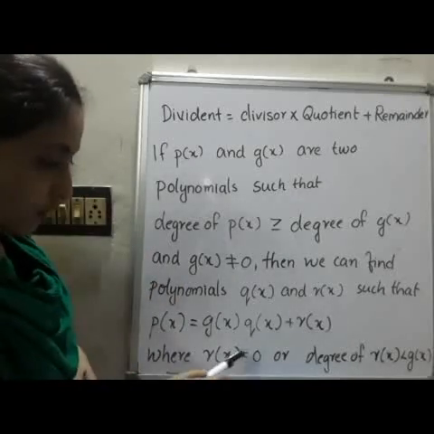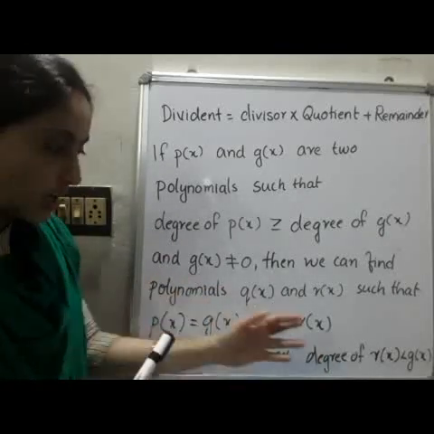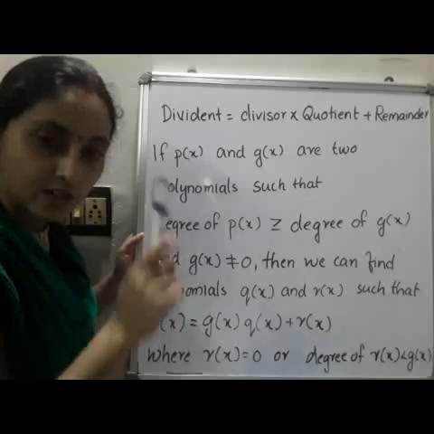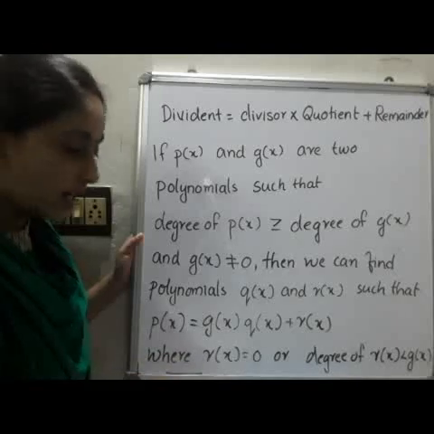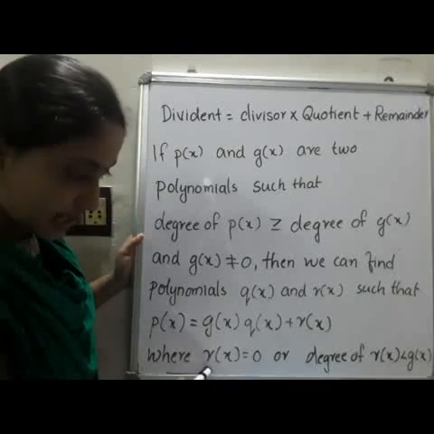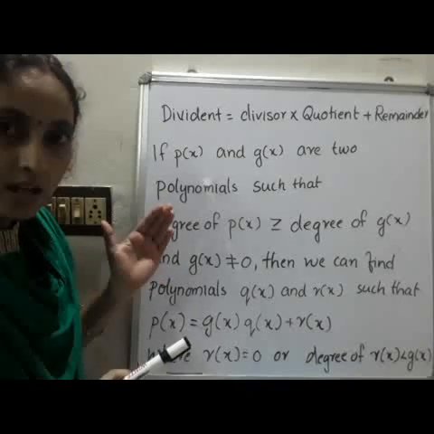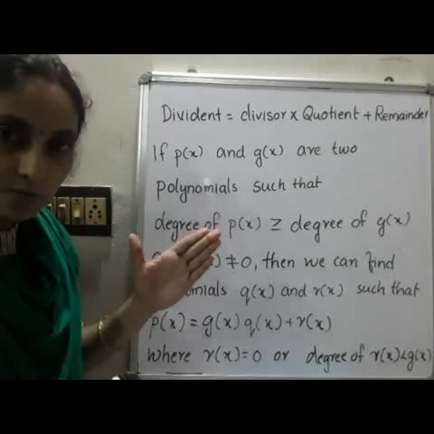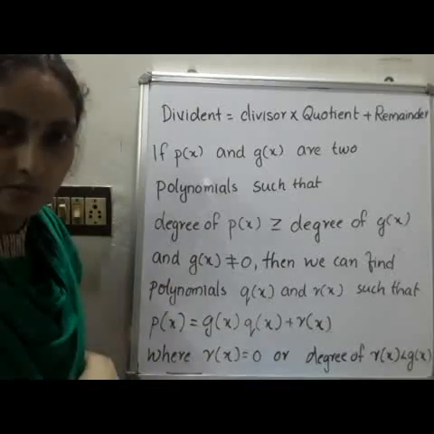Okay, where r of x is equal to 0 or degree of r of x less than degree of g of x. Two conditions are there: sometimes r of x is equal to 0. If the remainder becomes 0, what happens? That is a multiple. I already said in the first section, the factor of the number. Likewise, r of x must be 0 or degree of r of x less than degree of g of x. That is, the divisor's degree should be greater than the degree of remainder. Dividend should be greater than divisor and divisor should be greater than remainder. That you have to keep in your mind.